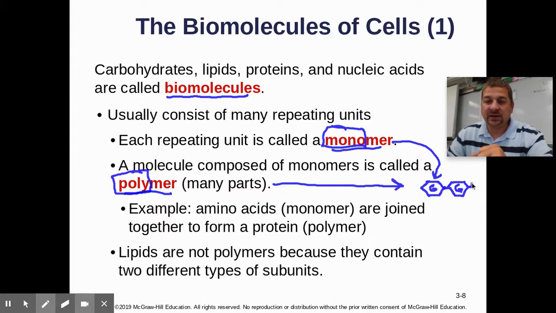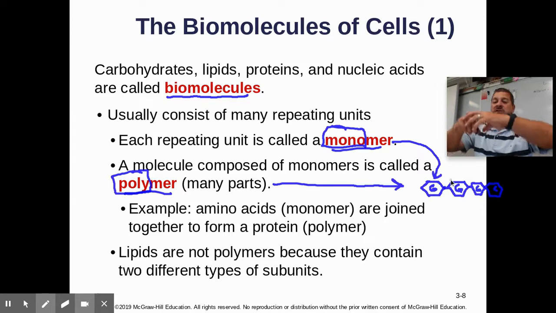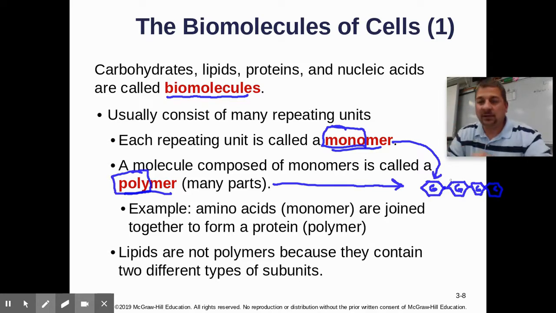And if you keep stringing them together, you can get a big polysaccharide like glycogen, where you might have hundreds of these things bonded together. So the monomer is like the one Lego brick, and the polymer is like when you're done building your Legos, it's your final spaceship that you built or whatever. Proteins, amino acid would be the monomer. There's 20 amino acids our body uses to build tons of different proteins. Thousands of different proteins.